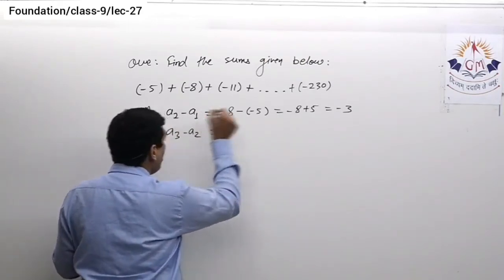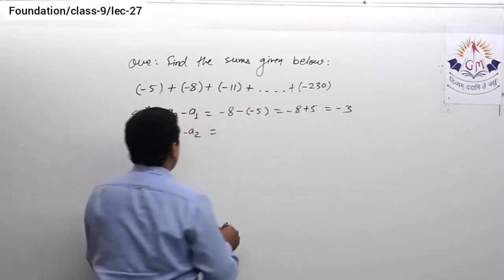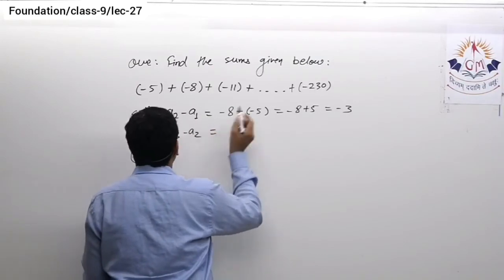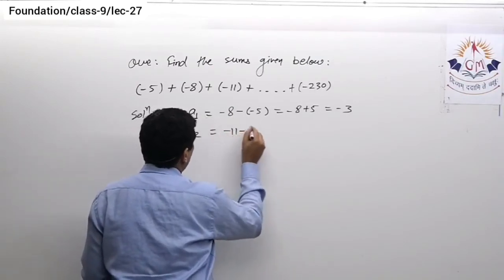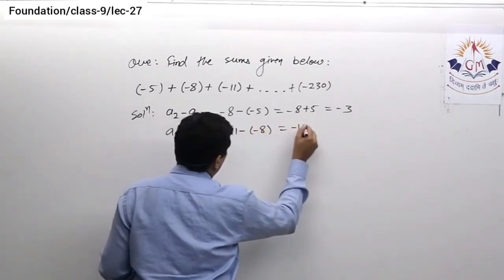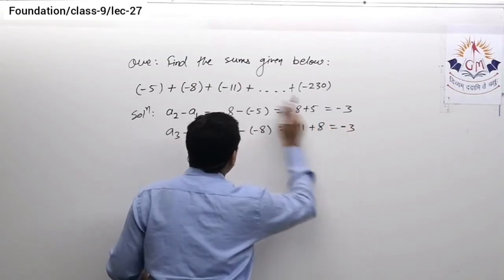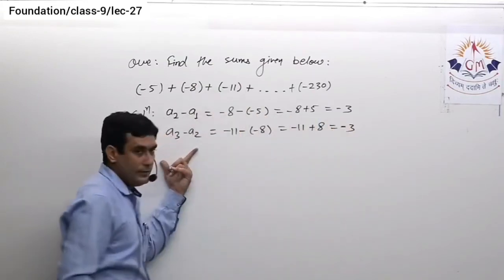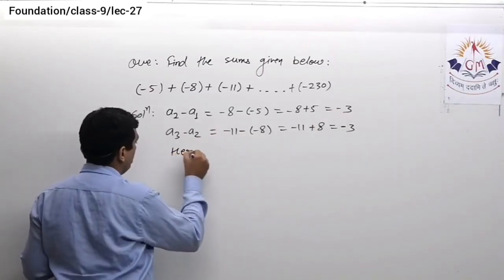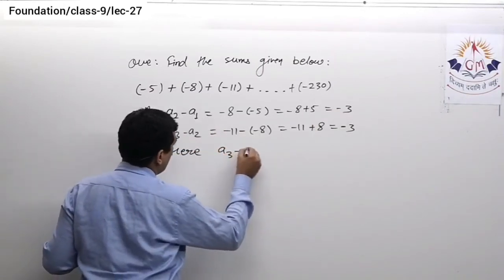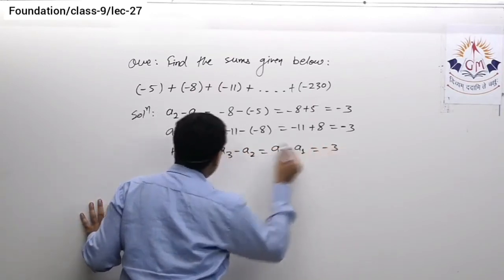So here again we do this because it is not given whether the sequence is an AP or not. So A3 minus A2 is minus 11 minus 8, that is minus 11 plus 8, minus 3. Only 3 terms are given, so we will check up to that. These two are the same. So here A3 minus A2 is equal to A2 minus A1 is equal to minus 3.